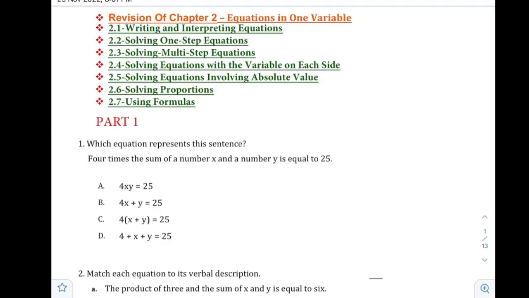Our lesson today, or our video today, is to revise chapter 2, which is talking about equations in one variable. In this video, we are going to revise the following lessons: writing and interpreting equations, solving one-step and multi-step equations, solving equations with the variables on each side, solving equations involving absolute value, solving proportions, and using formulas.